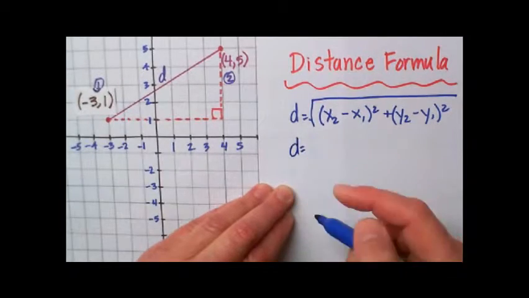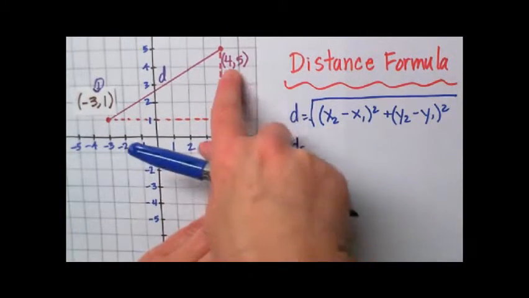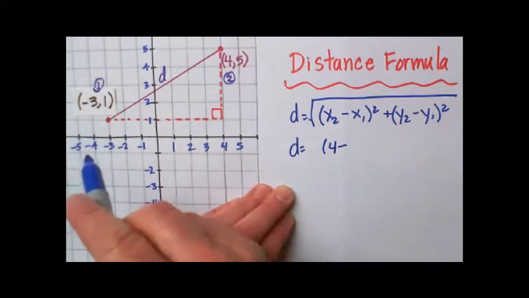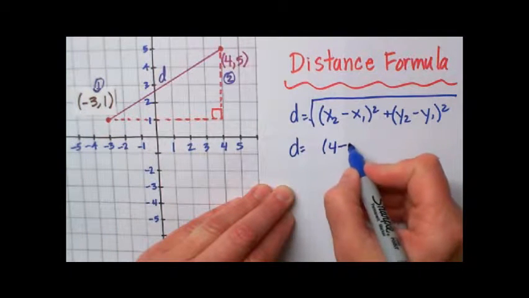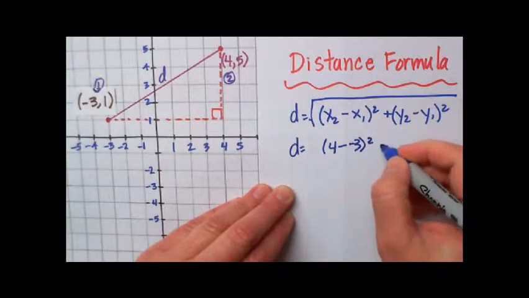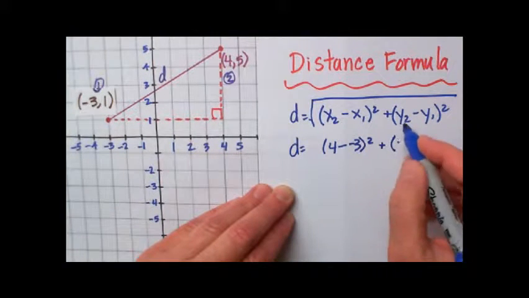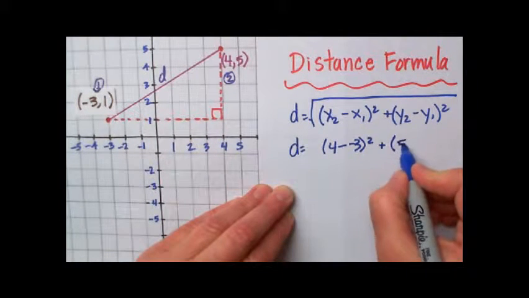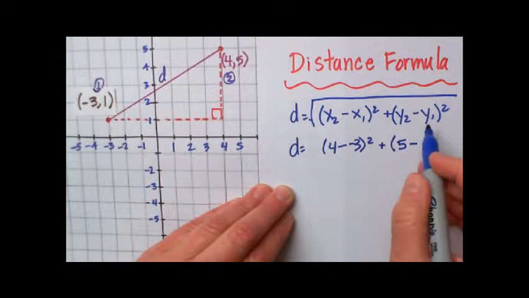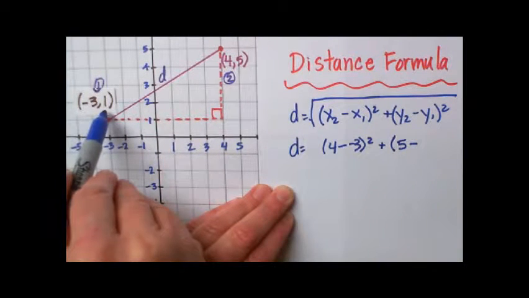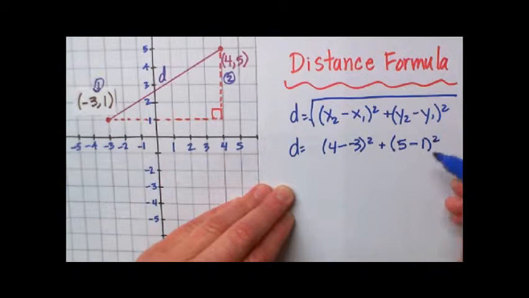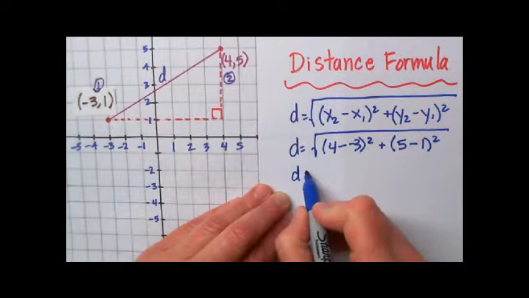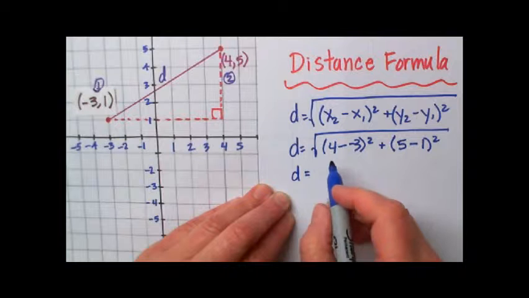So I'm going to put in the x-coordinate of point 2, which is 4, minus the x-coordinate of point 1, which is -3. And I'm going to square that. Now let's add that to the y-coordinate of point 2, which is 5, minus the y-coordinate of point 1, which is 1. We're going to square that. Remember that all of this is still under the radical sign. So the distance equals all this, and let's simplify it a little bit.